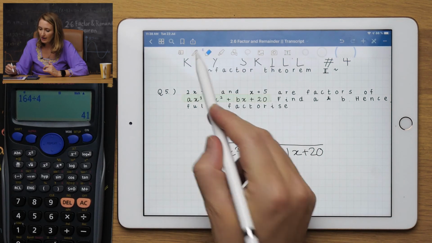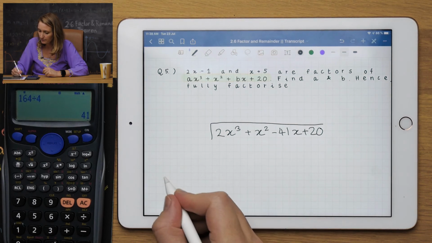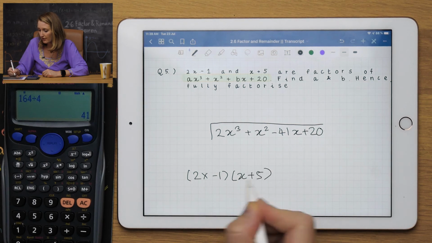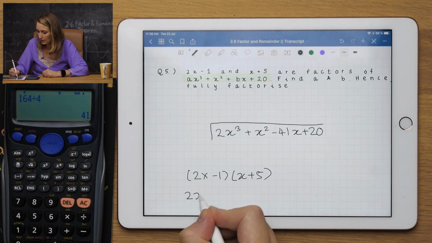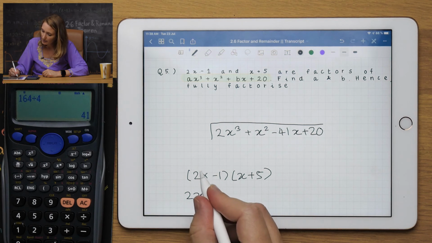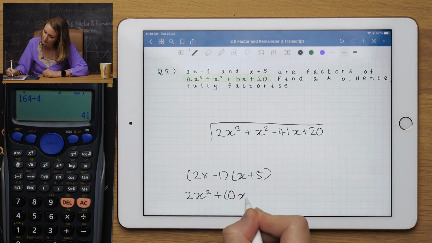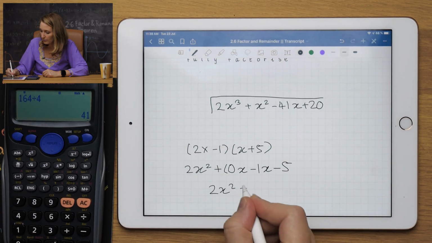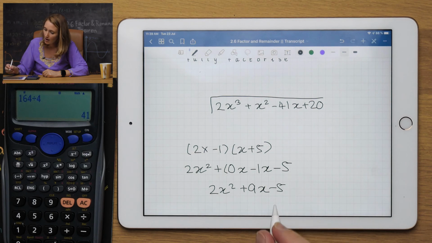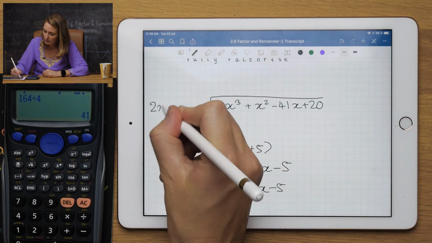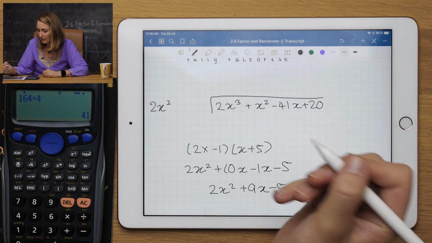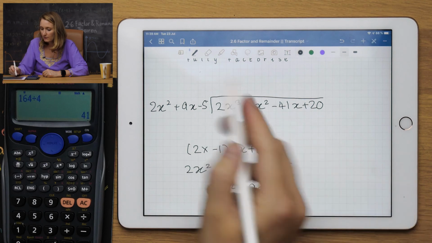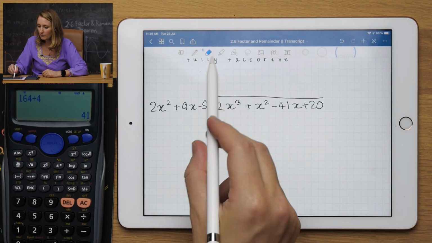I'm going to go a little bit faster. I'm going to multiply my two factors together. Okay, so I'm going to say 2x minus 1 times x plus 5. So I'm going to multiply that out. So it's going to give me 2x squared plus 10x minus 1x minus 5. So 2x squared plus 9x minus 5. I'm going to divide by that instead. It just saves me having to factorize the quotient later on. And it's actually faster, obviously, to divide by 3 terms than to divide by 2.